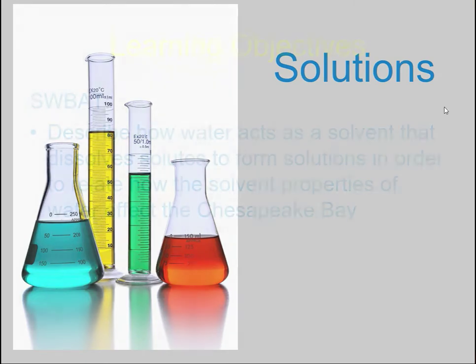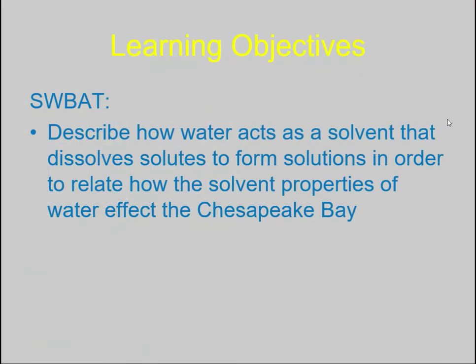Okay, so our learning objective for this one is to describe how water acts as a solvent that dissolves solutes to form solutions, in order to relate how the solvent properties of water affect the Chesapeake Bay. The end of unit project was a Chesapeake Bay project, and under normal circumstances, COVID aside, we would do a big Chesapeake Bay project. That's not happening this year because of the pandemic issues, but we're going to go ahead and at least address the Chesapeake Bay.